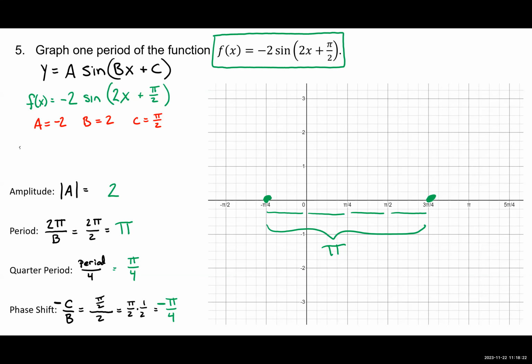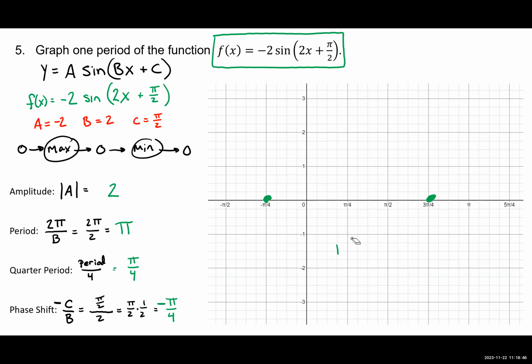the sine function starts at 0, goes to its maximum, back to 0, down to the minimum, and then back to 0. In this case, there's a negative sign in front of the amplitude. So this gets reflected down and this gets reflected up. So make sure we keep that in mind.